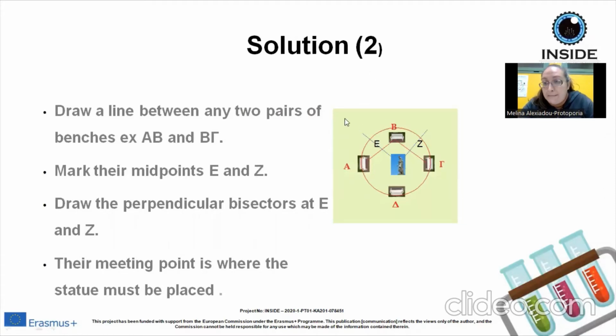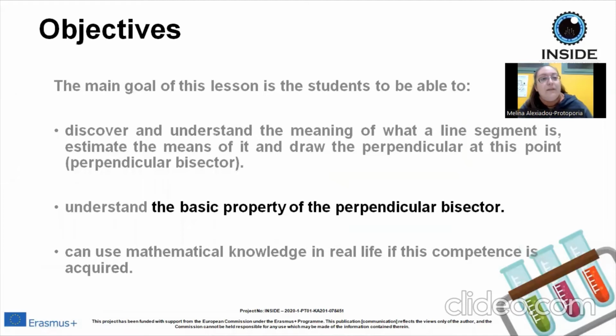We make, let's say, the same calculations. We draw lines between the 2 pairs of benches and mark their midpoints. Their midpoints are E and Z. And then we draw the perpendicular bisector at E and Z points. The meeting point is where the statue must be placed and the center of the circle.